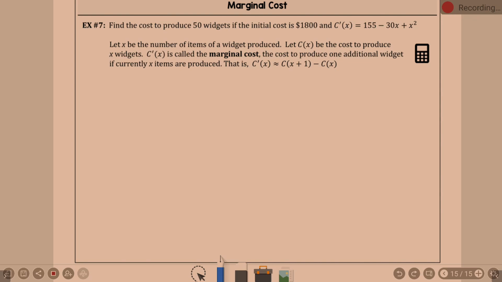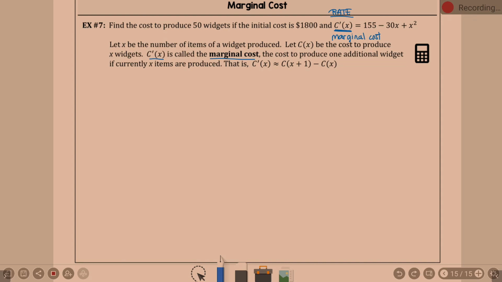Okay, guys. So they want the cost to produce 50 widgets if the initial cost is 1,800. With that in mind, a couple of pieces of information. C prime of X, first of all, it's a derivative, so that is our rate, yes? It's also defined in there. C prime of X is called the marginal cost. And I think somewhere along the line I talked about marginal cost. First semester. I was thinking Algebra 2 pre-calc, but no, that's right, it was first semester of calc. Okay, now, what are we thinking we're going to do here?